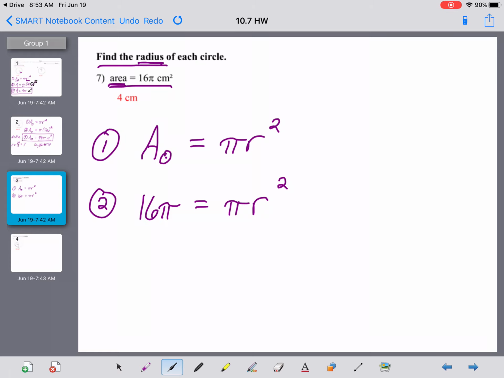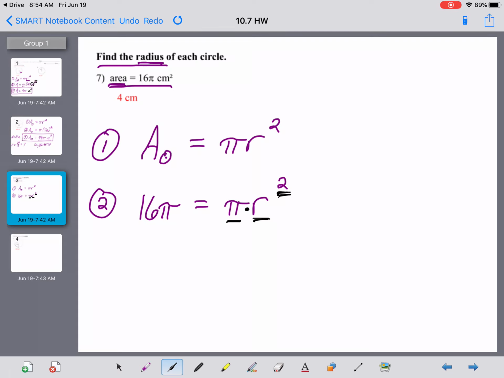So you want to ask yourself, what is being done to my variable and how do I undo that? Well, as we look at the r right here, two things are happening to it. It's being squared and it's being multiplied by pi. By order of operations, exponents take precedence over multiplication. But when we're undoing things, that actually means that we have to get rid of the multiplication first. We kind of reverse our order.